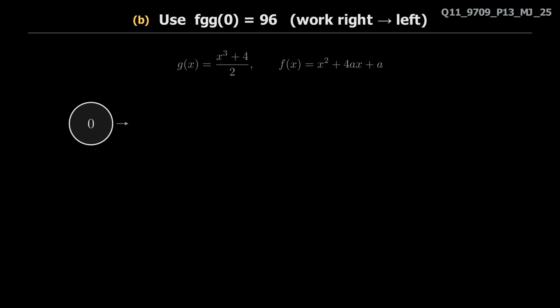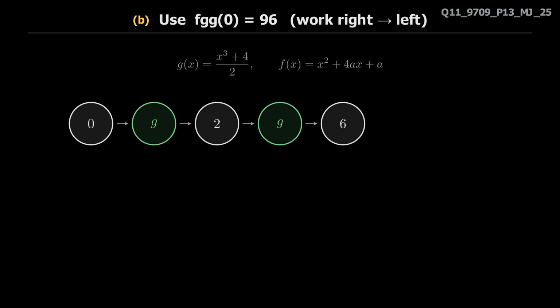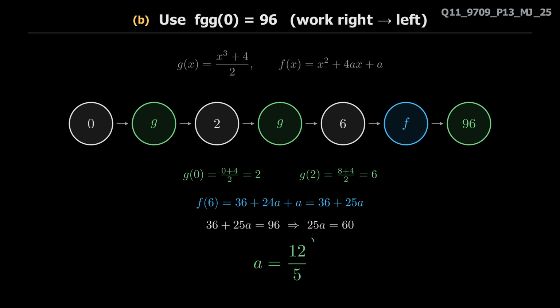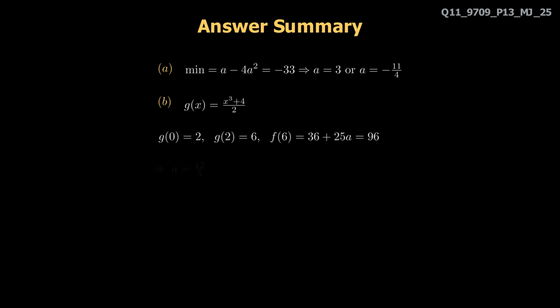fgg of 0 equals 96. Apply g twice, then f, starting from 0. g of 0 is 2, g of 2 is 6, then f of 6 gives 36 plus 25a. So a equals 12/5. Summary. Two values of a from the range, g from g inverse, then a equals 12/5 from fgg.